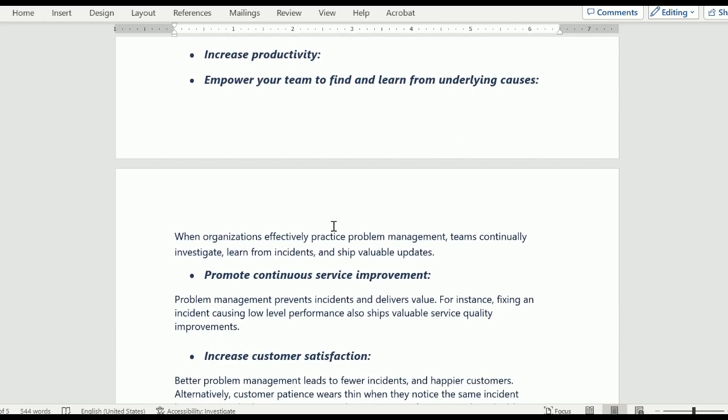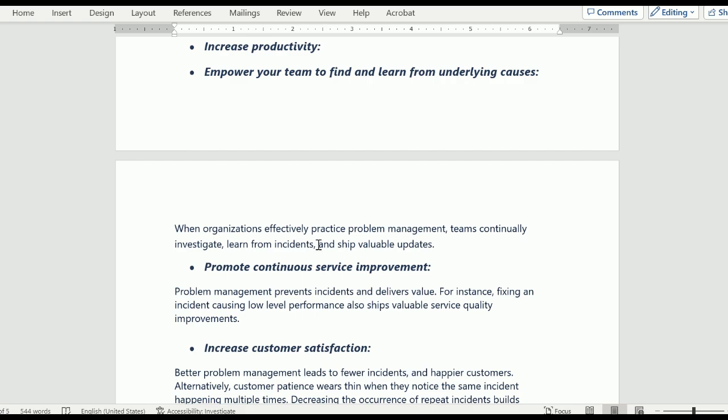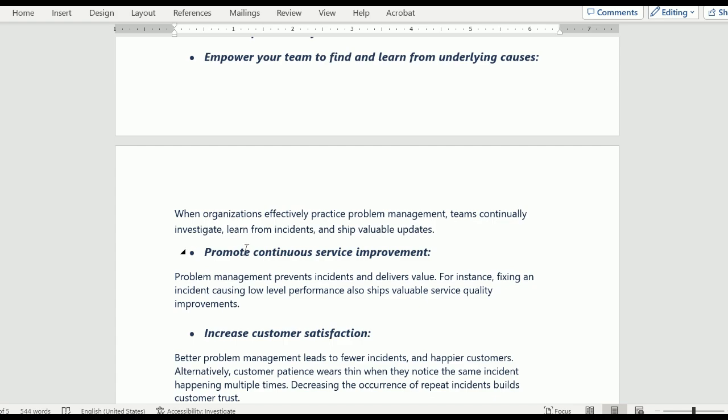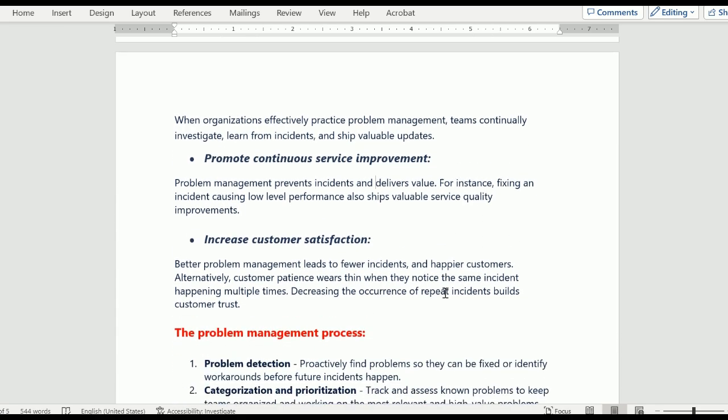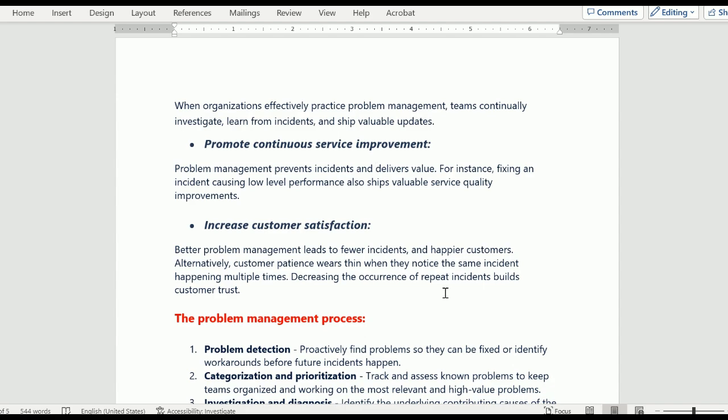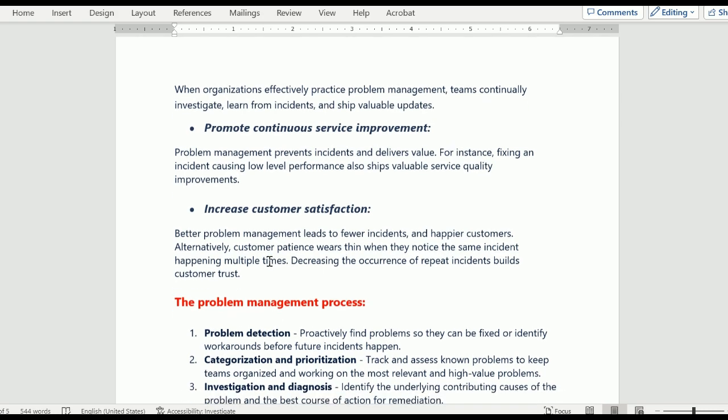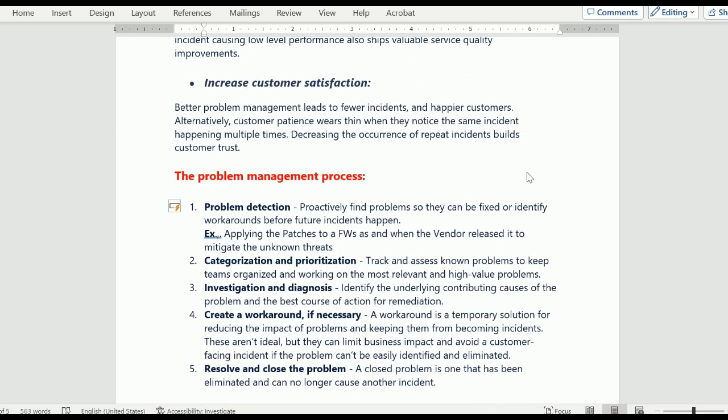As I said, most organizations effectively practice problem management. Teams continually investigate, learn from the incidents, ship valuable updates to the customers, and promote continuous service improvement. So this should be there for every organization. There is always room for improving the process. As I said, if you want to be a good network engineer, you should have technical skills. Proper problem management also ships valuable service quality improvements. These are all the benefits of problem management.